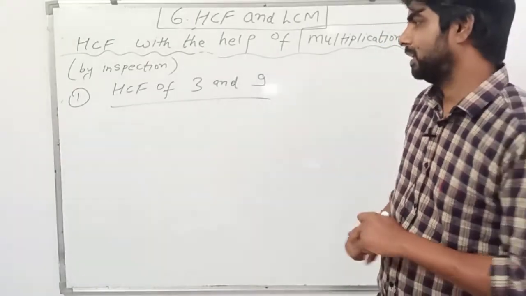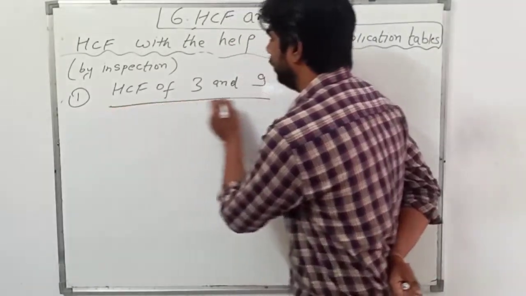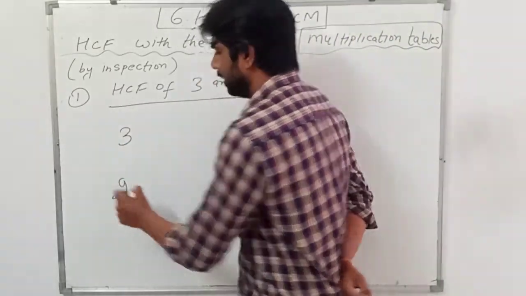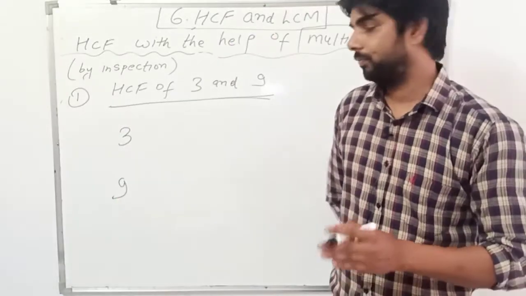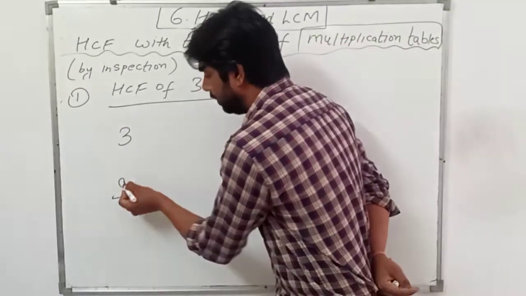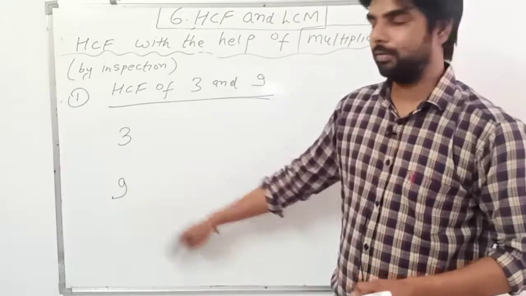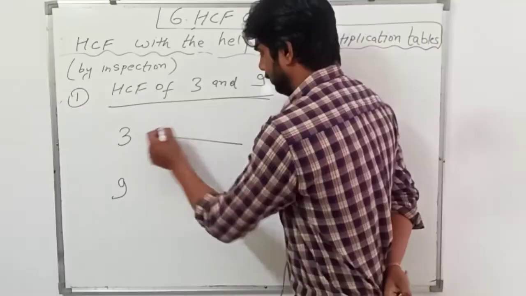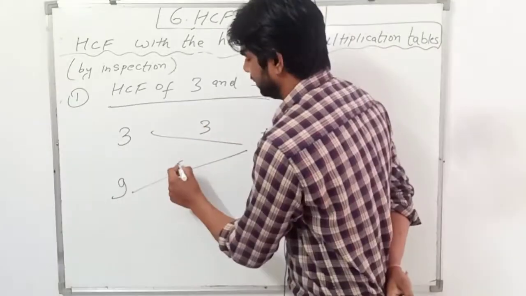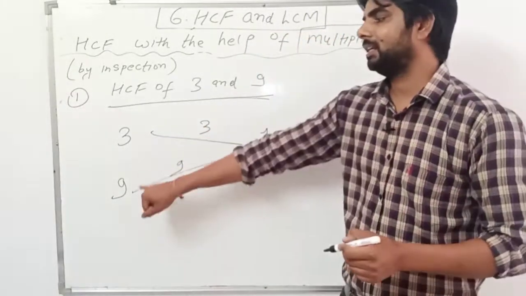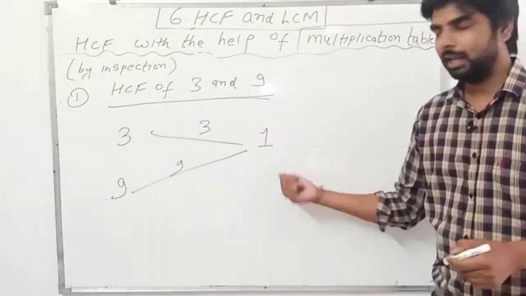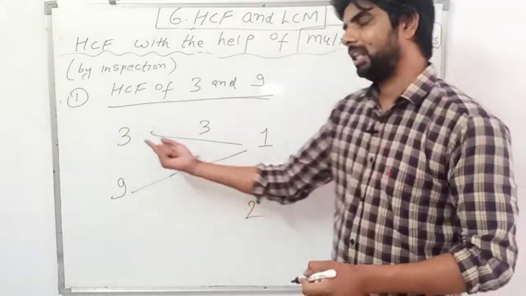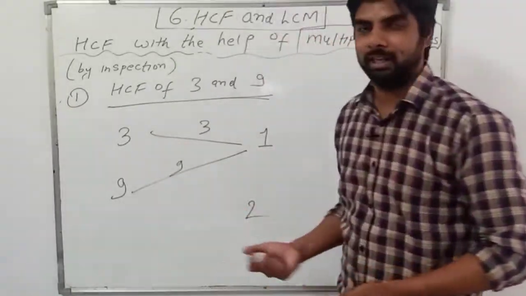Okay, for example, we have two numbers, we have to find out HCF of 3 and 9. So what we will write? 3 and 9. Okay, and now we will find some number in which table 3 and 9 come. For example, suppose we have taken 1. We know that 1 3s are 3 and 1 9s are 9. That means 3 and 9 come in the table of 1. Okay, let's take 2. We know that neither 3 comes in the table of 2, nor 9 comes in the table of 2.